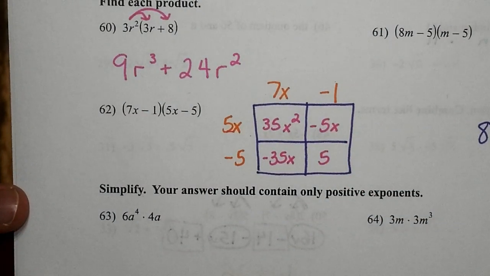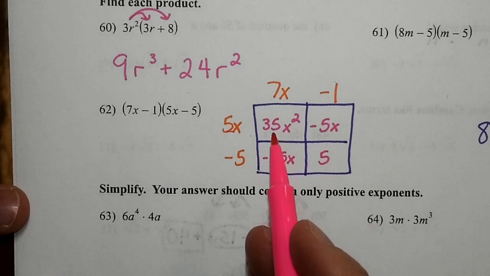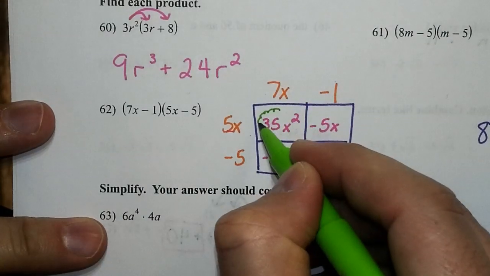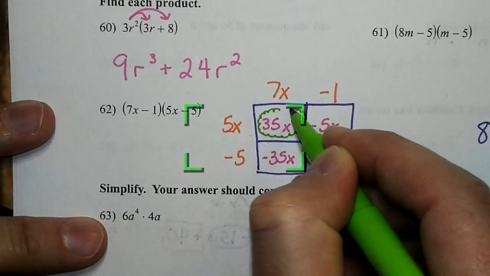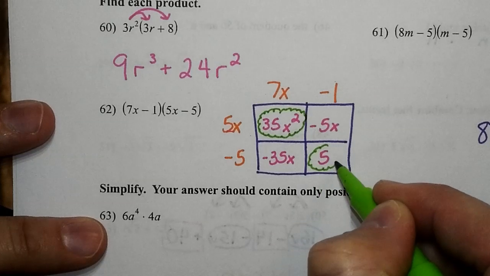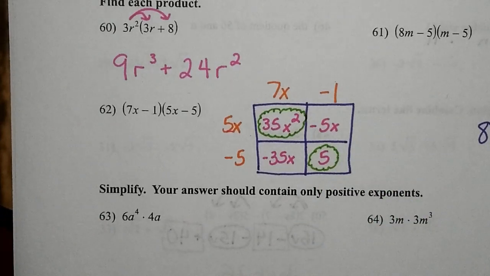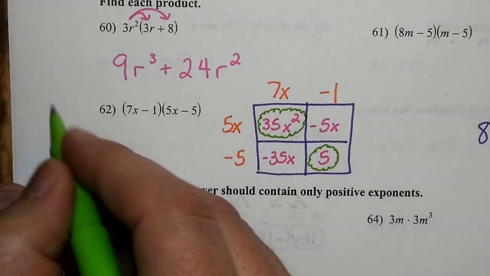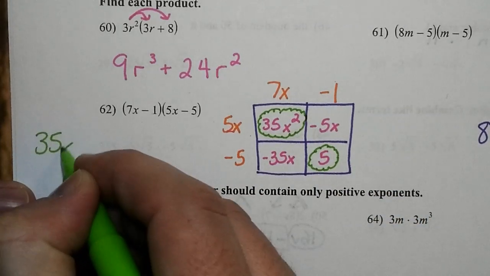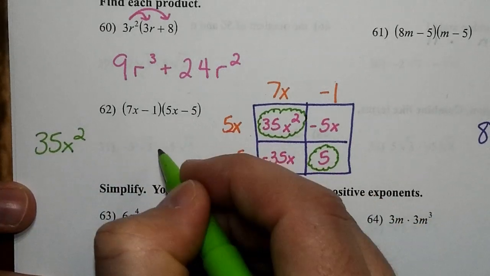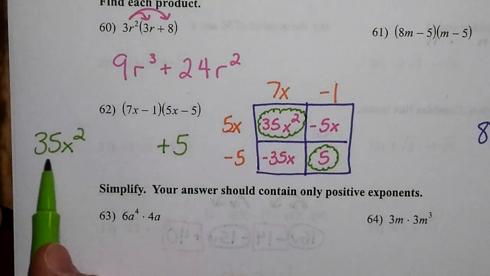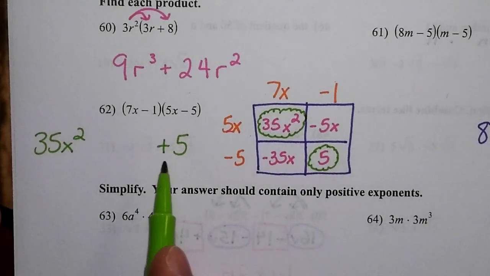Good work. Now, when you're doing this box method, let me show you a little helpful hint here. This box and this box, those will never combine. Those will always be separate. So I'm going to write the answer over here. It's going to be 35x squared, and then that 5 goes at the end. That always goes in the same spot. That first box will go there. The last box will go there.